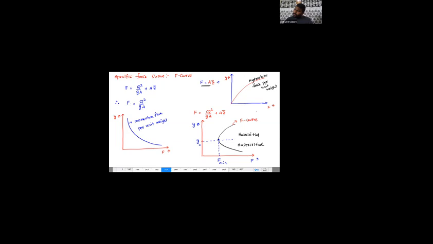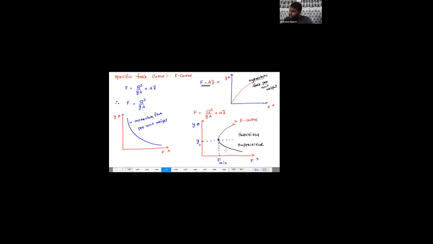Sir, will the critical depth given by the F curve be equal to the critical depth given by the E curve? Yes, for a given discharge. You keep that in your mind, the discharge should be constant. Then whatever the YC I get from the E curve and the F curve, both are the same.